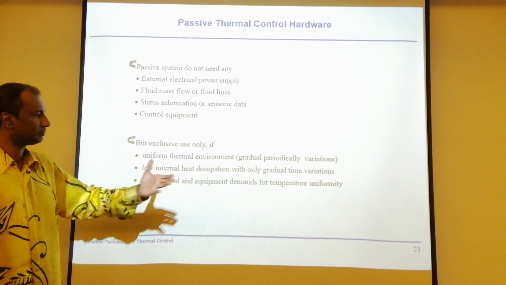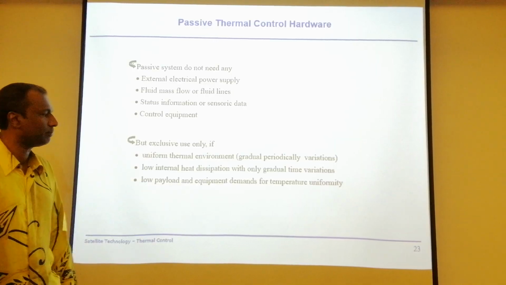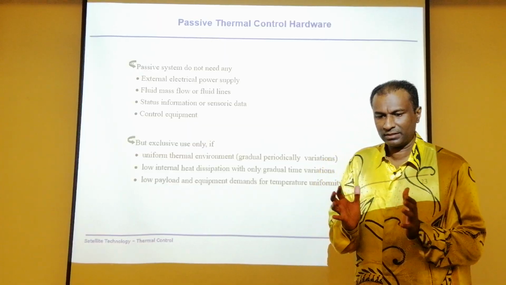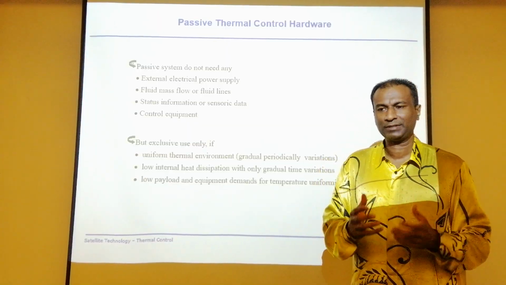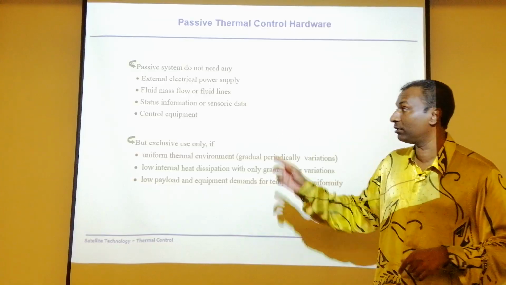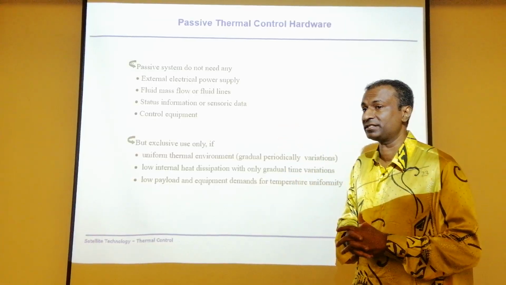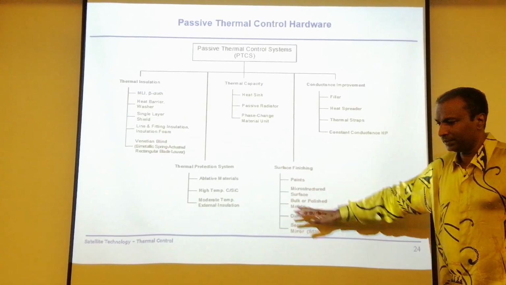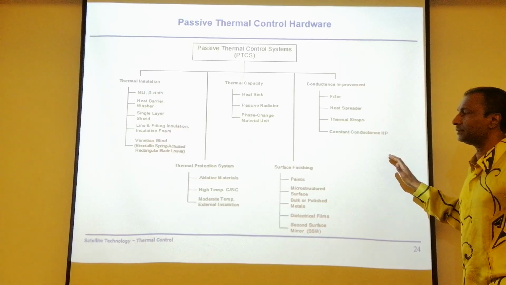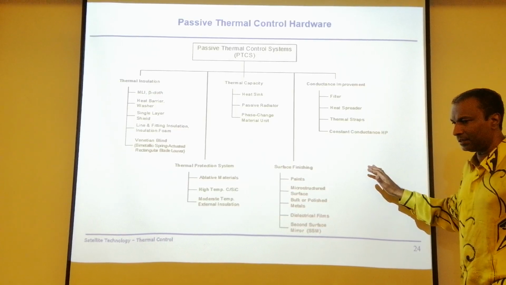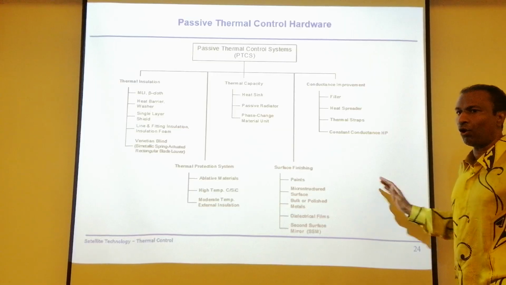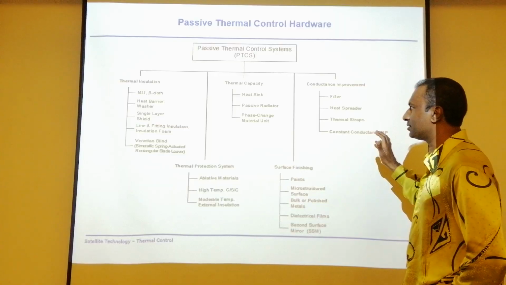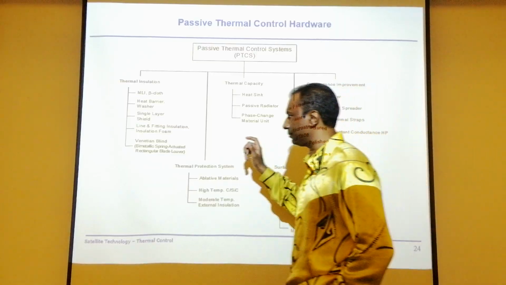Low internal dissipation, as I've said, and low payload and equipment temperature demands. So when you keep that very small amount of power consumption internally, more often than not, you can be happy with passive thermal control. Now, what you see here are the passive thermal control systems that are available for space application. Whatever you can imagine, not only for satellites, for any other application. Now, I go one by one.